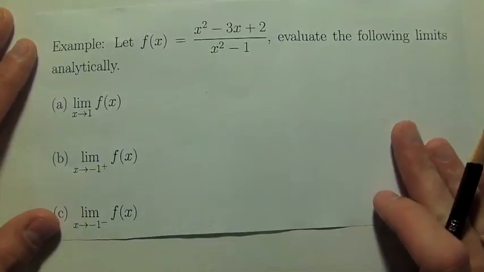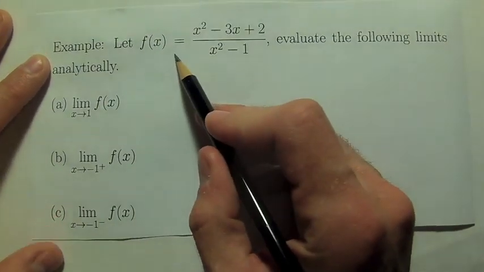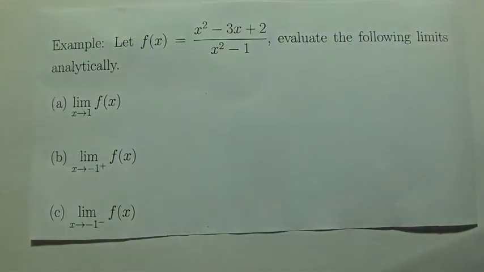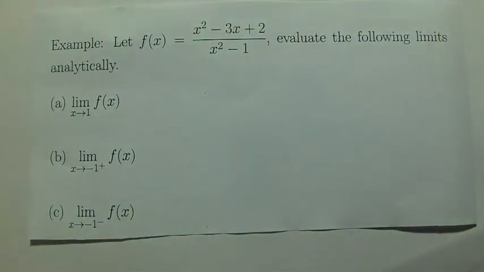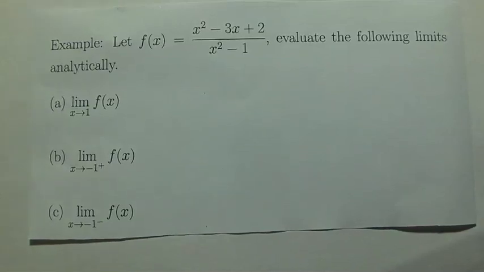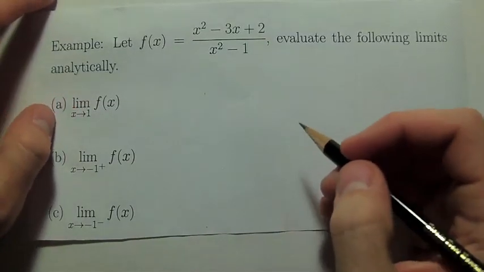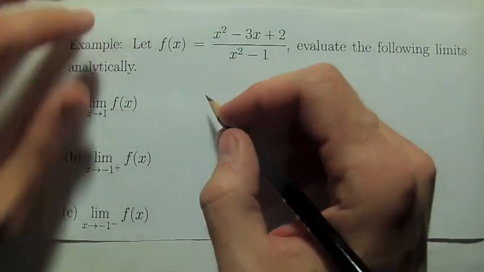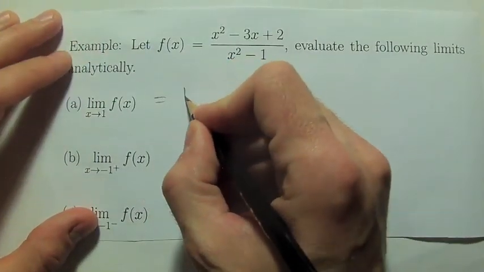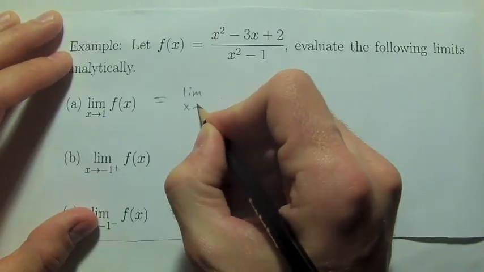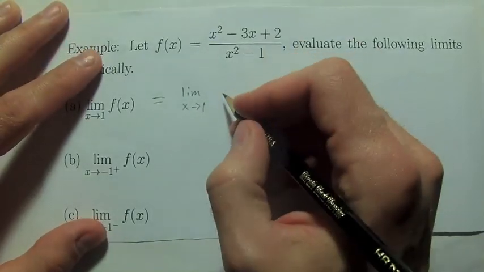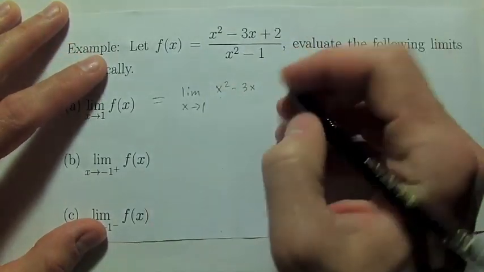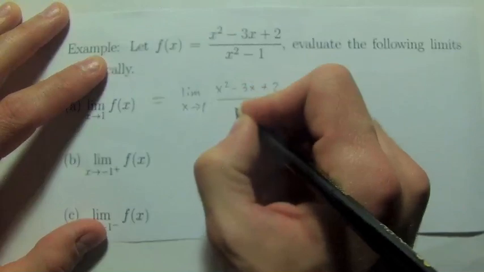Okay, so for our next example, what we're going to do is consider this function x squared minus 3x plus 2 all over x squared minus 1. So part A wants us to just look at the limit as x goes to 1, the two-sided limit here. So let's just go ahead and write that here. That will be the limit as x goes to 1 of x squared minus 3x plus 2 over x squared minus 1.